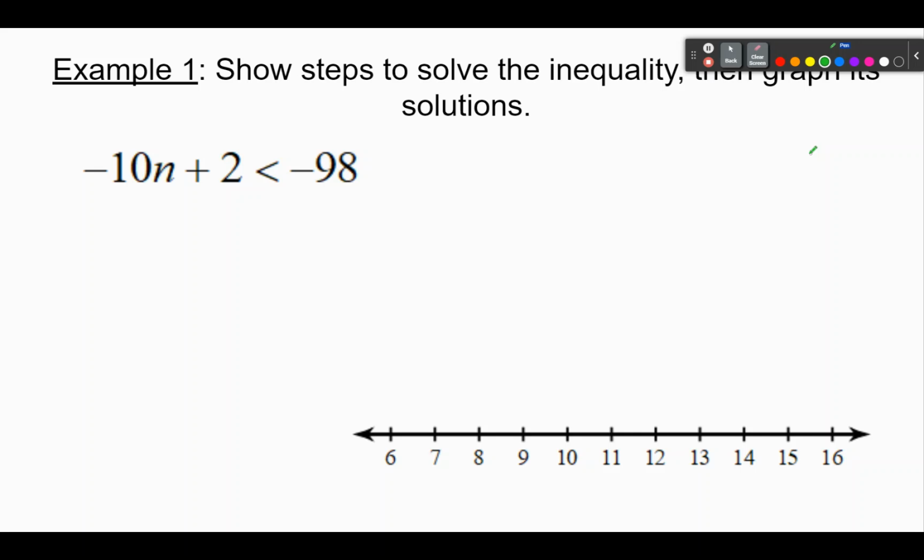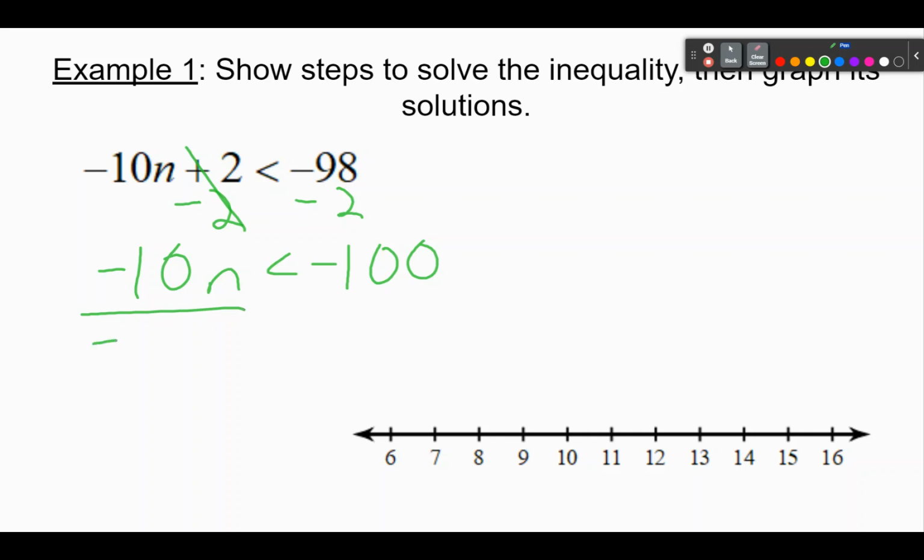-10 times n plus 2 is less than -98. It's a two-step, we treat it like a two-step equation. Subtract 2 from both sides, -10n is less than -100. At this point, we are going to isolate the variable by dividing both sides by -10. We are dividing by a negative number. So we need to remember that we have the n left over here because that cancels out. -100 divided by -10 is +10. And we divided by a negative number, so we must flip the inequality. It is now n is greater than 10.